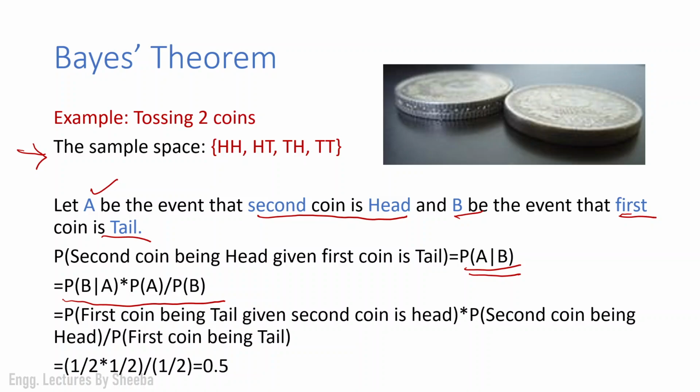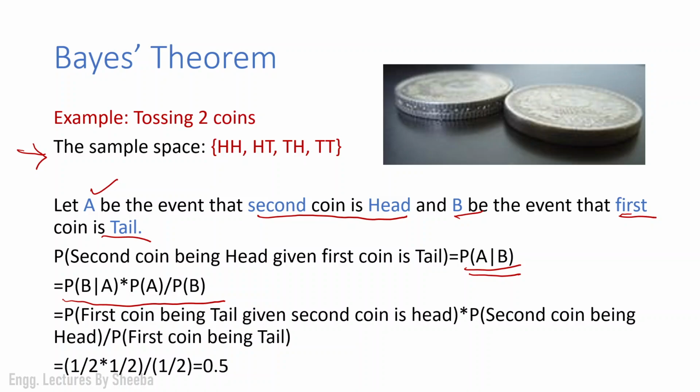So what is this one? Probability of B given A. B is the first coin giving tail, and A is the second coin giving head. So we are finding the probability of the first coin being tail given the second coin is head. So that is this B given A. So that one into probability of A, the second coin being head, divided by probability of B, the first coin being tail. So that is this P of A divided by P of B.